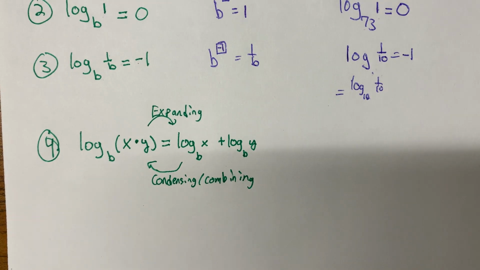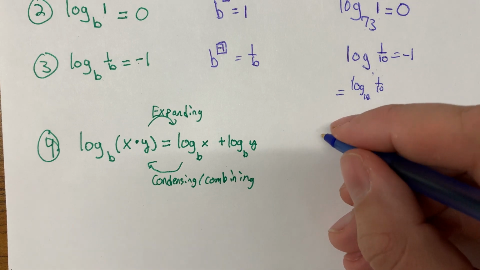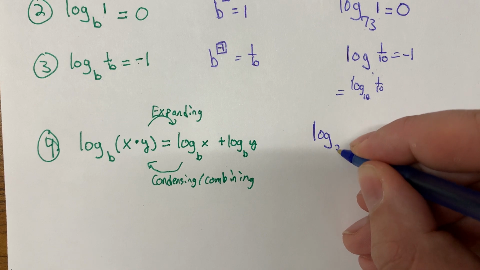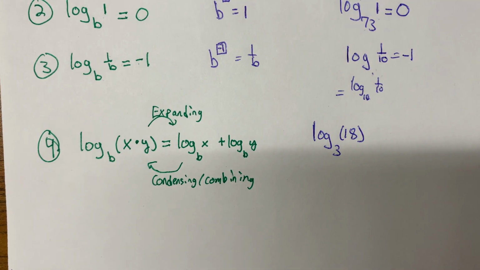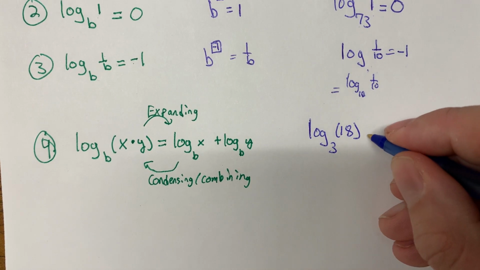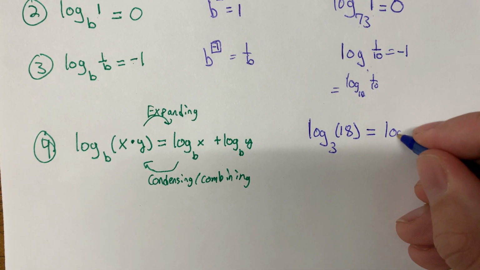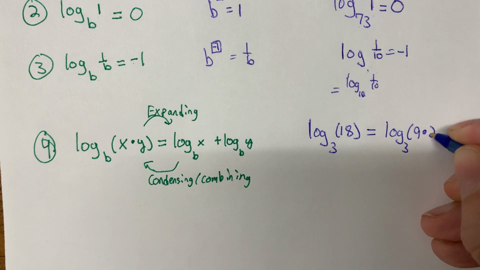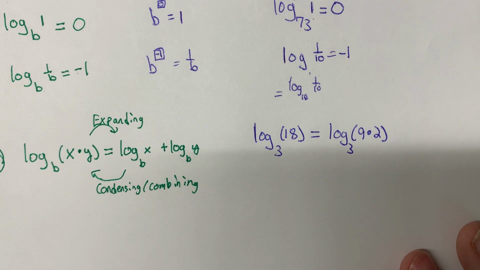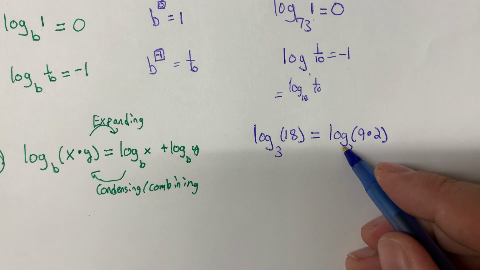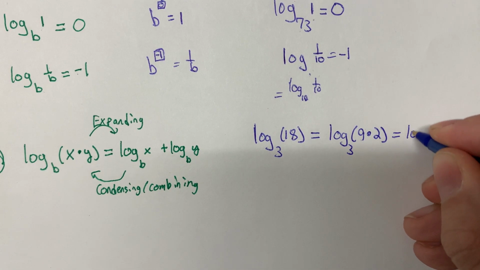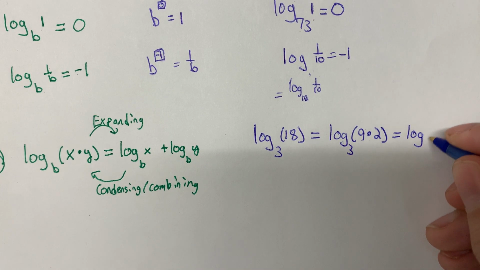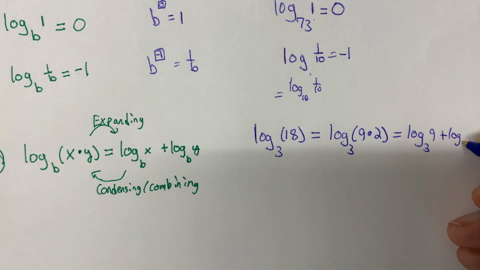And so let's look at two examples here. Let's say we have, let's do log base 3 of 18. Now, this doesn't look like it's multiplying, but I am actually going to show you that we can split up 18 in a cool way. We can split it up into log base 3 of 9 times 2. Now, this is useful because I can split this into two logs that are adding. Log base 3 of 9 plus log base 3 of 2.